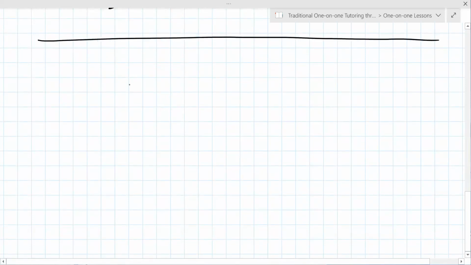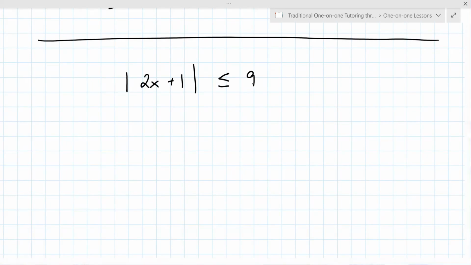Okay. Let's try another one here, because then we'll make them slightly more complicated. Let's go: absolute value of 2x plus 1 less than or equal to 9. I'd like you to try solving this one on your own, please. And if I need to scroll up, let me know. I'll try and do this one out of memory.